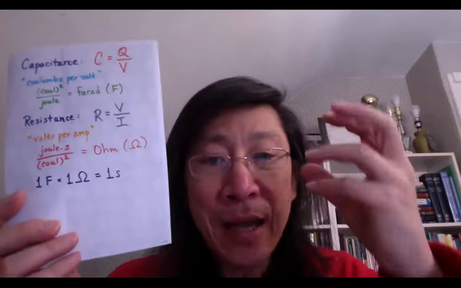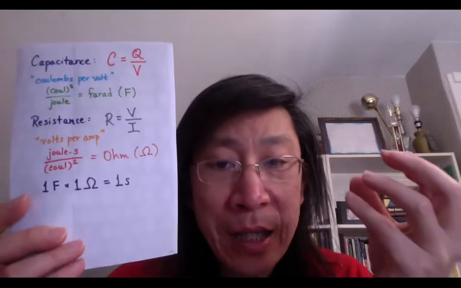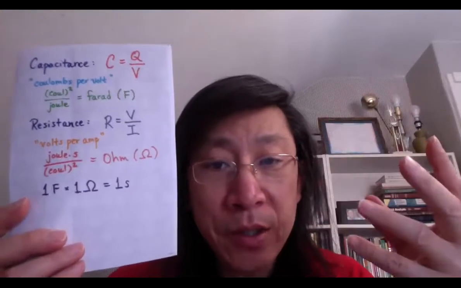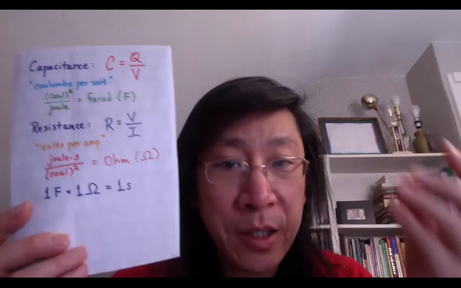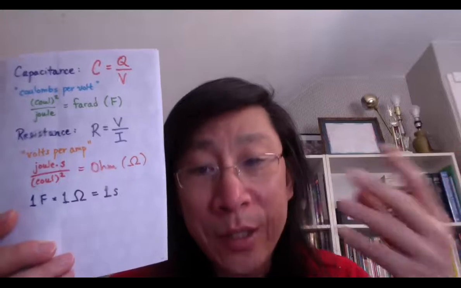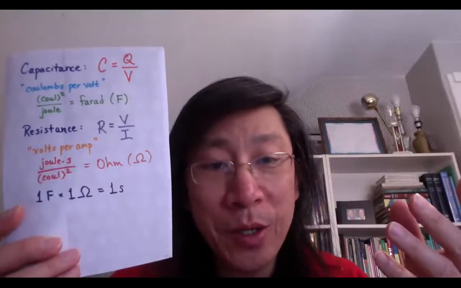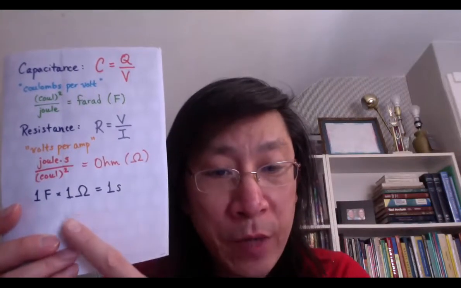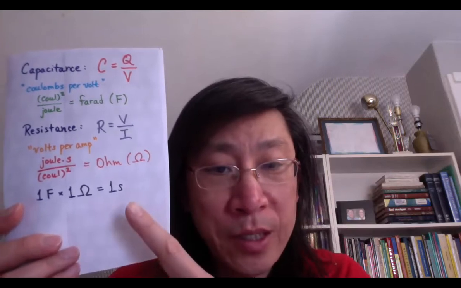It turns out that that is a really key aspect of RC circuits, or circuits in general that have resistance and capacitance. And in all real world circuits, there is some resistance and some capacitance going on. So the 1 farad times 1 ohm equals 1 second thing, that's the RC, resistance times the capacitance.